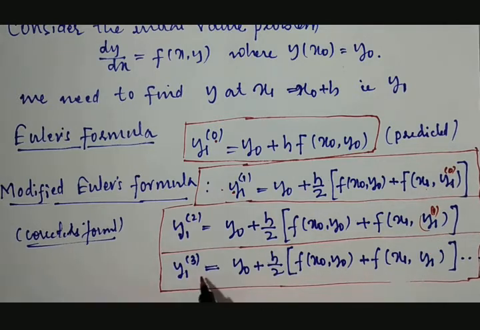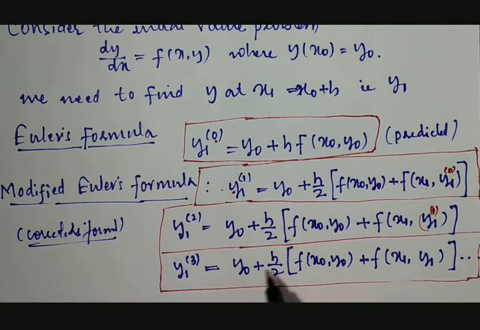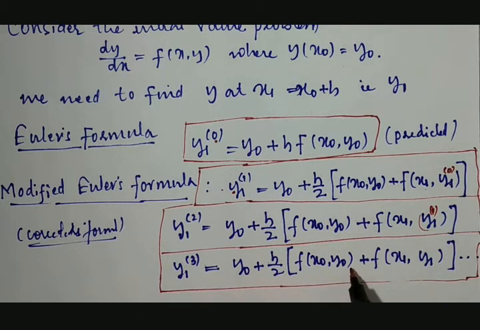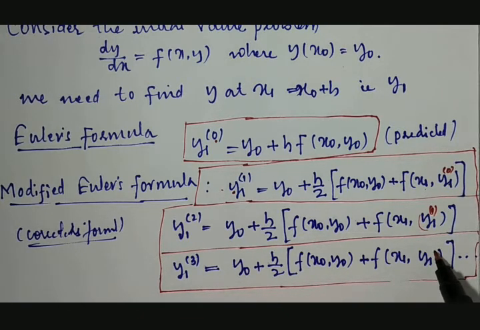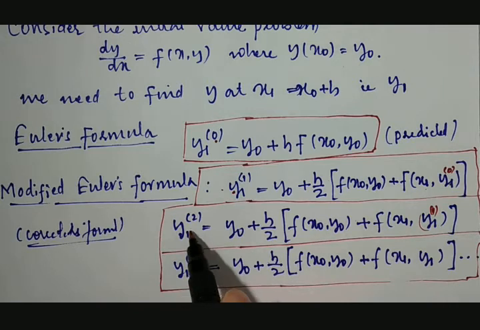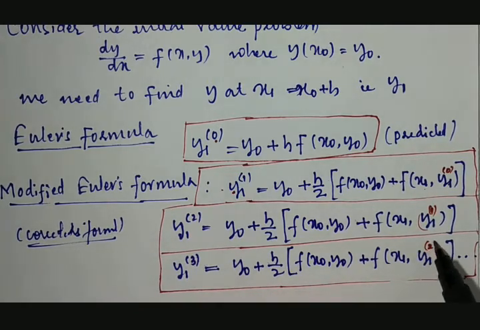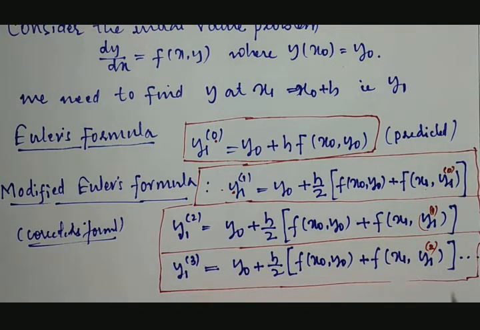Next, I'll move to the next one. Then it is the same: y0 plus h by 2 into f of x0 comma y0 plus f of x1, y1. Which kind of y1? Recently obtained, which is the second. Fine. So if you continue, these modified Euler's formulas or corrected formulas remain the same. Only the thing is, in the place of the initial value of y1, the first value of y1 will come. In place of the first value, the second approximation of y1 will come, and it will be continued.